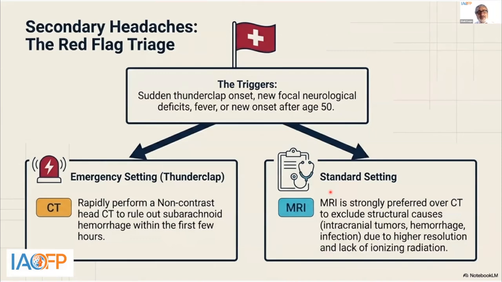So recognizing a red flag in headaches is critical, and it may be a signal for a serious secondary cause. Warning signs include tender scalp, sudden onset pain, focal neurological deficits, fever, or new headaches after age 50. So these are some issues you have to look for.